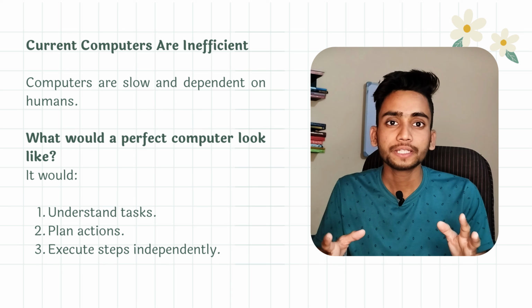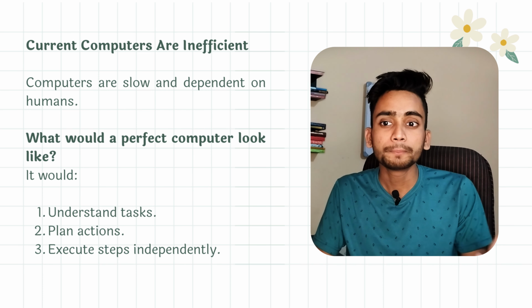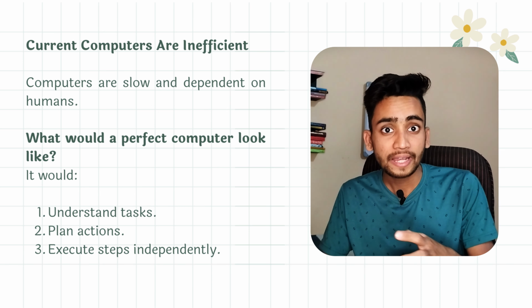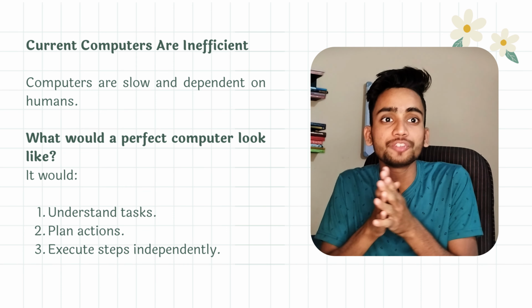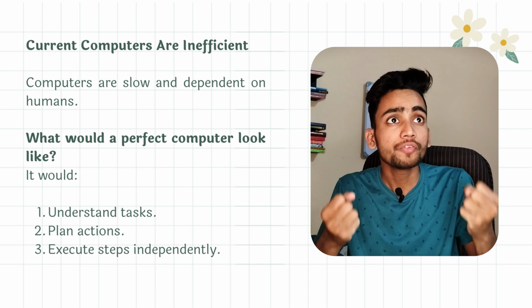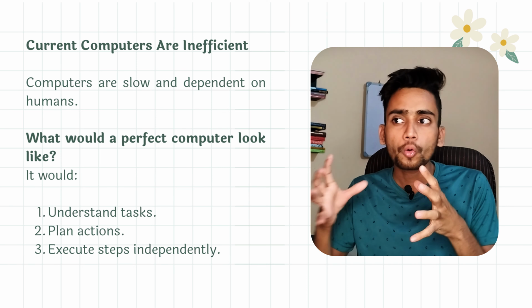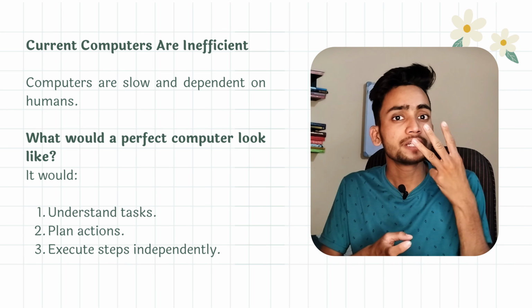Now from the discussion that we already had, we can say that it's clear that current computers are painfully slow and inefficient. But if we are saying that current computers are inefficient, then the question comes, what does a perfect computer look like? To qualify as a perfect computer, a computer should tick these three boxes.